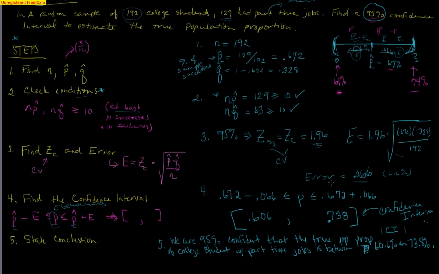And that's how you do a full 5-step process to find a confidence interval. All right, so go ahead and try the rest of the problems on classwork number 23. I'm sure you'll be very successful.